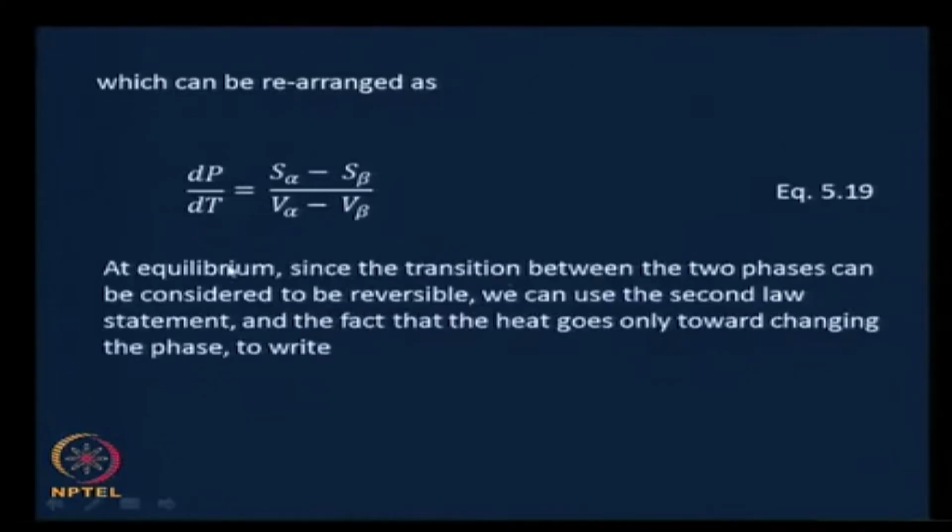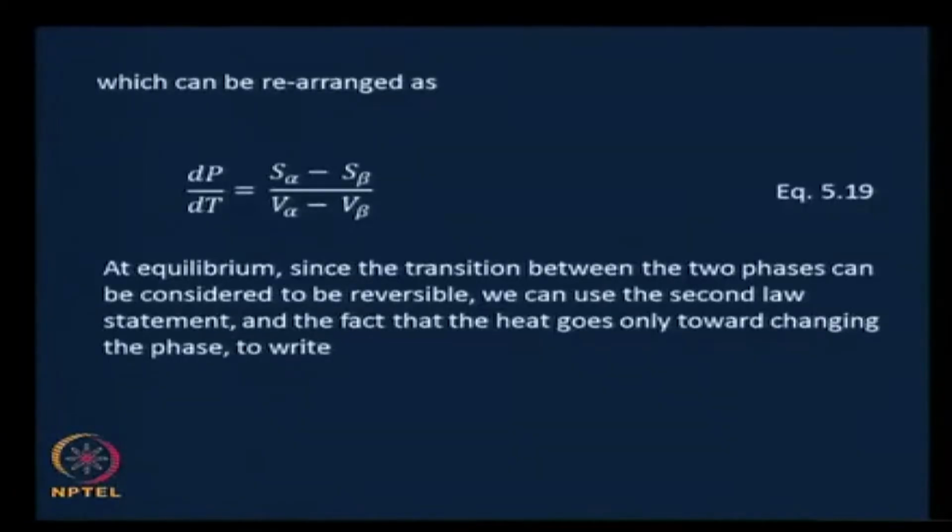To do that, let us consider this. At equilibrium, the transition between the two phases can be considered to be reversible. The rate of one process in one direction equals the rate of the other process in the other direction, and it is a good assumption to consider that process as reversible. If we consider the process as reversible, we can use the second law statement and the second law definition.